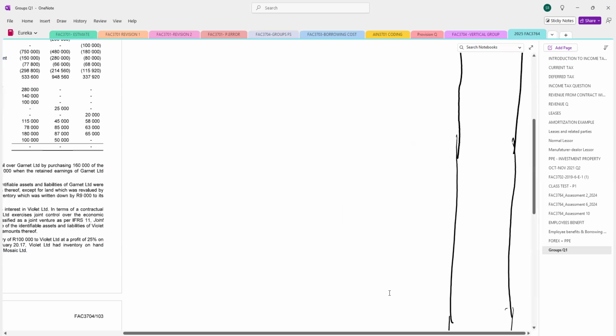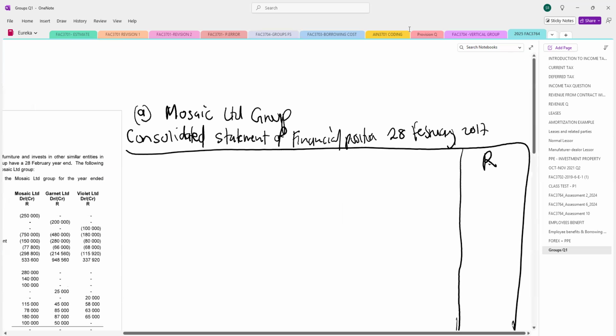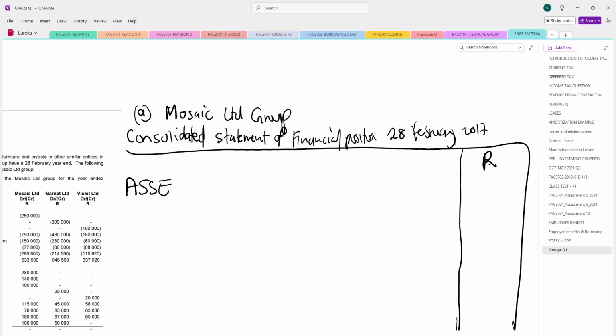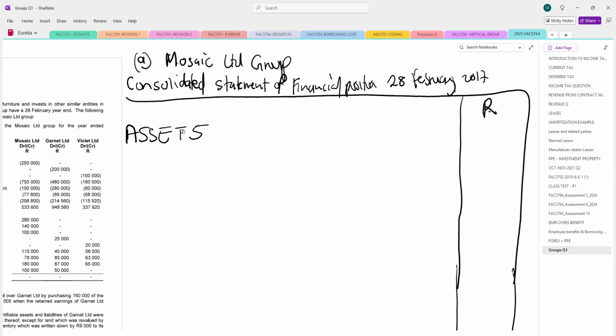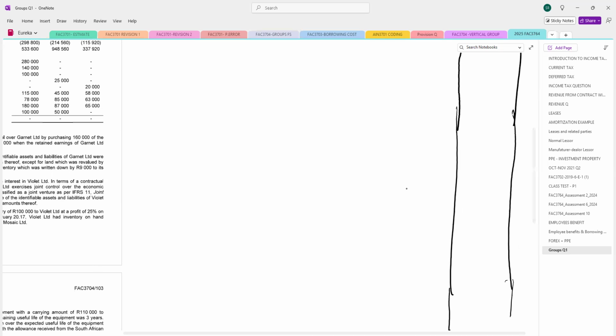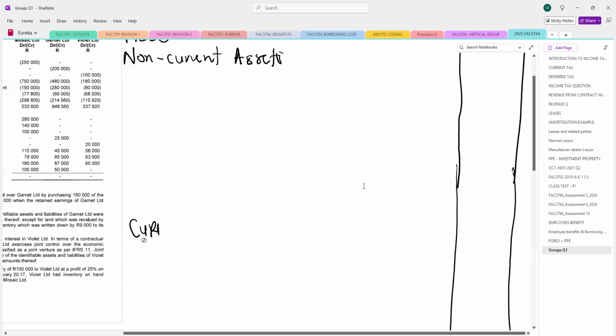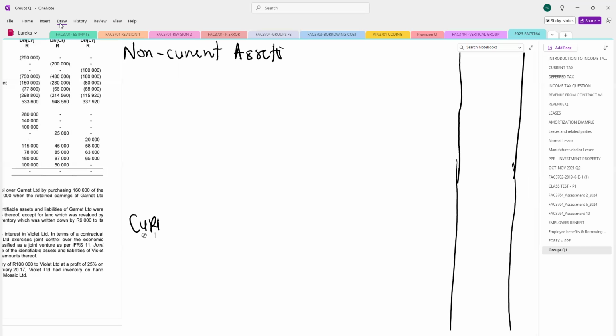All right, so when I come to my consolidated statement of financial position, I am told to focus only on the asset section. So I'm going to come here and put on my assets. I'll start off by writing assets. And then I know that my assets is going to be divided into two. So I'm going to have non-current assets, and I'm going to have current assets. So I'm going to leave some space and then have my current assets in here. Let me not use caps.